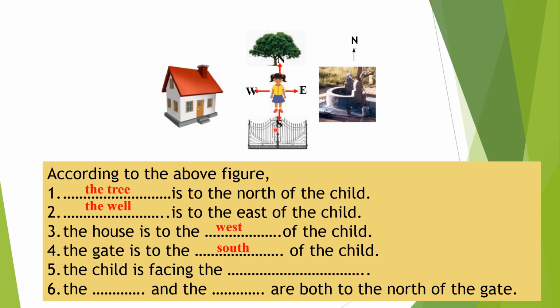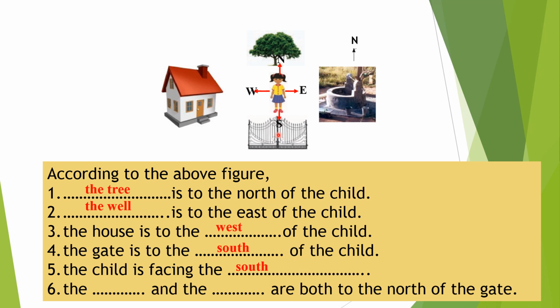Fifth question, the child is facing the, then this blank should again be a direction. The child is facing කියන්නේ බලාගෙන ඉන්නේ මොන පැත්තද කියලා. And the child is facing, actually we can say this direction is south. So the child is facing the south.